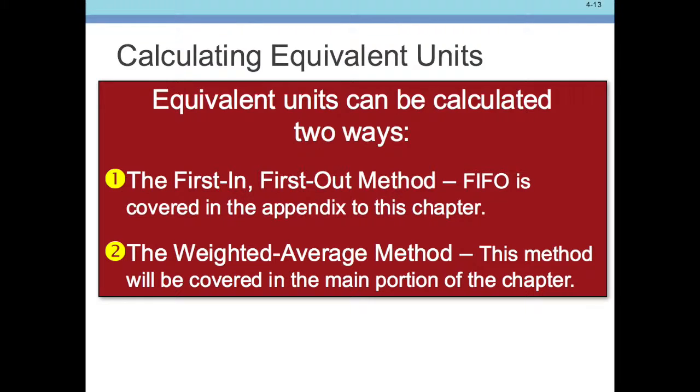Now there's 2 ways to calculate the equivalent units. The first one is the first in, first out method, or FIFO. That's covered in your appendix, and we're going to leave it in your appendix for this class. And we're going to use the weighted average method. This is the method that's in the main chapter of your book, and it's the easiest. It might not be quite as accurate as FIFO.